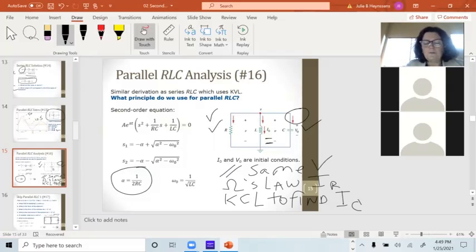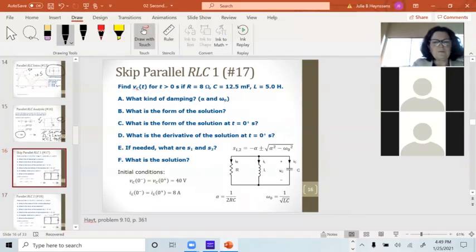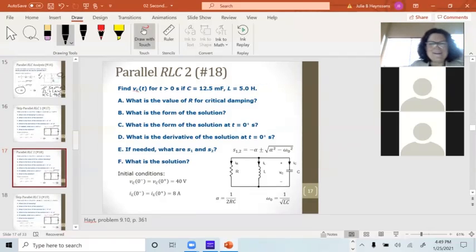Okay, so we're going to do a parallel RLC example. We're going to skip the first one. The first one is, drumroll please, underdamped. The second one's critically damped. We'll do this one. We haven't done a critically damped one yet.